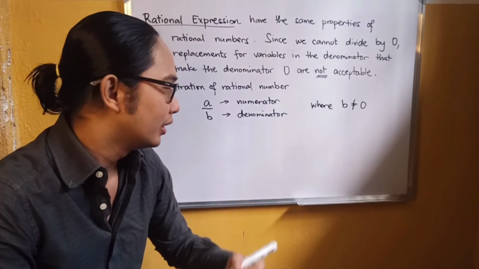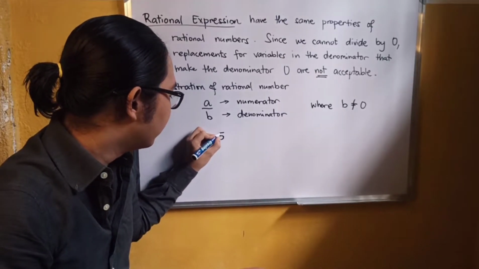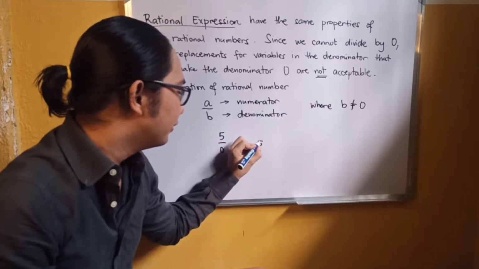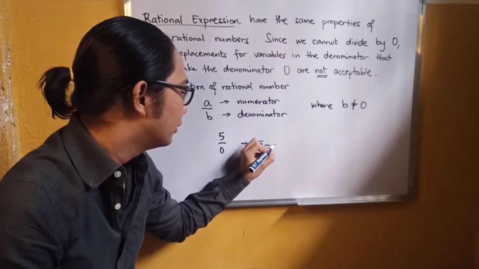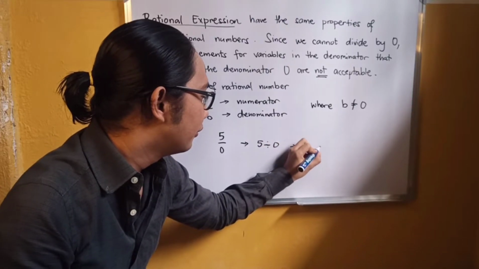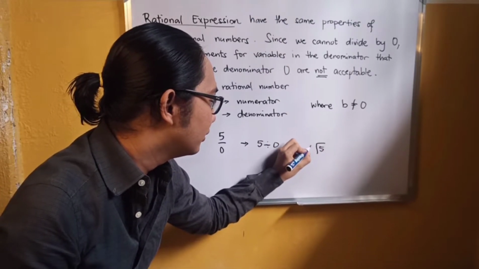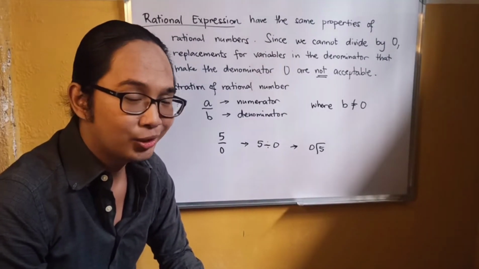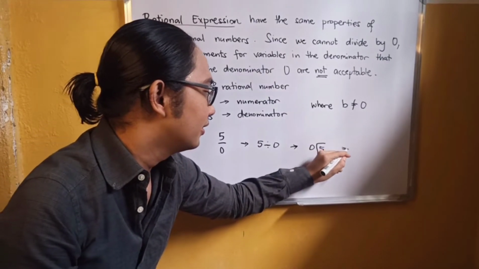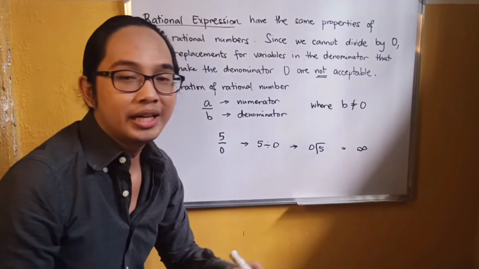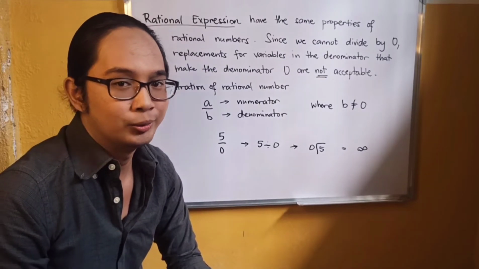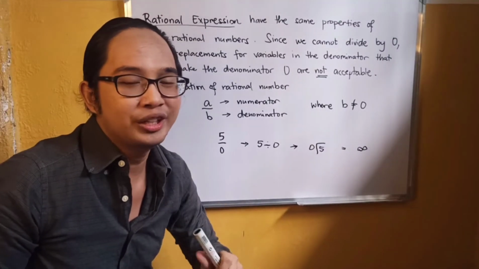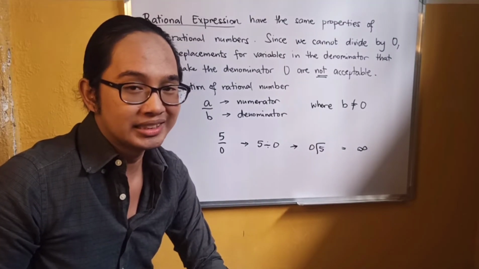Para lang division. For example, 5 over 0. 5 over 0 can be rewritten as 5 divided by 0. Kapag ang denominator and divisor ay 0, mag-equal siya sa undefined. We cannot divide any number by 0. Okay, tatandaan niyo yan ha. So for this topic, ang focus lang natin ay yung denominator. Bawal siyang mag-equal sa 0.